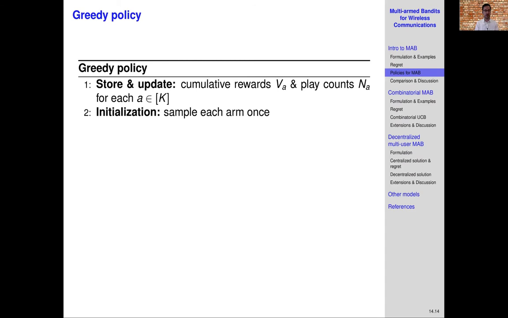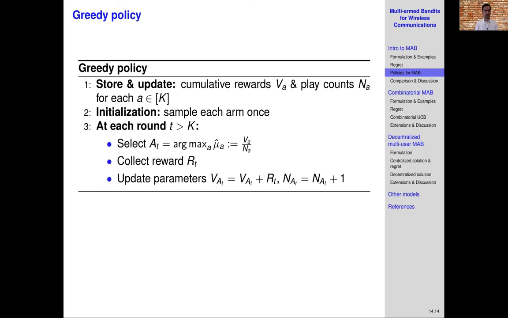Initially, it samples each arm once. Then at each round, it selects the arm with the highest sample mean reward. It collects the reward of the selected arm and uses this reward to update the parameters of the selected arm.